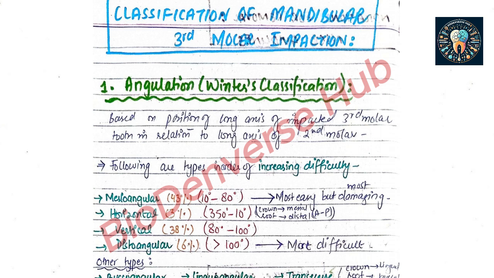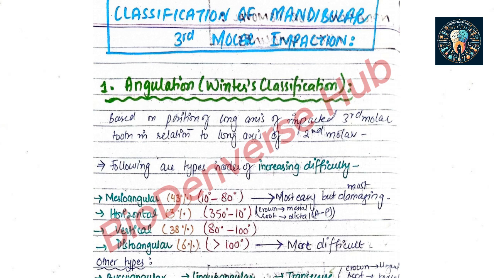So we have listed some important angulations of the impaction in the order of increasing difficulty. First of all, the mesioangular case has a common occurrence of 43%, the most common one to occur, and the angulation ranges from 10 degrees to 80 degrees. It is the easiest but most damaging impaction to be performed during its removal.